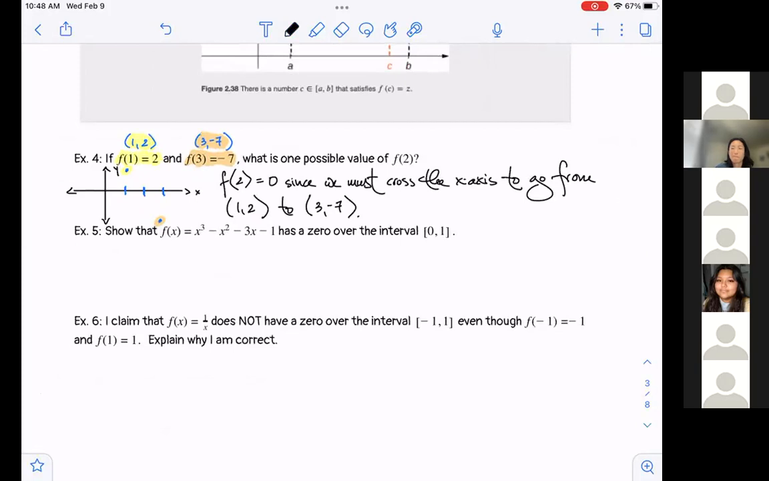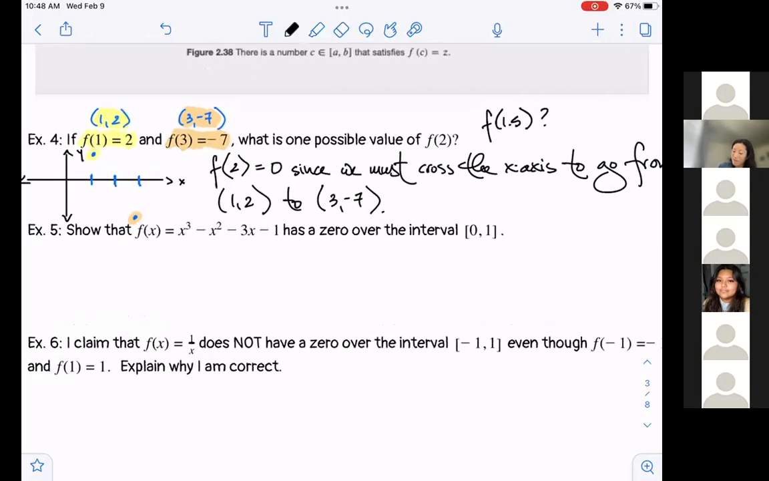May I ask a question? For sure. Can we also write, since it is one possible value, could we say anything between 1 and 3? Since it's going to cross the x-axis at any given point. Oh, like if I change the question to say f of 1.5, you mean? Oh, actually, I just answered my question when you did that 1.5. We're looking at 2, sorry. I was thinking it could be any value between 1 and 3, but we're only focusing on 2. Yes, it could be any value between 1 and 3.